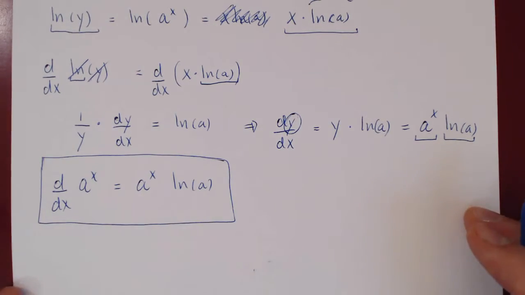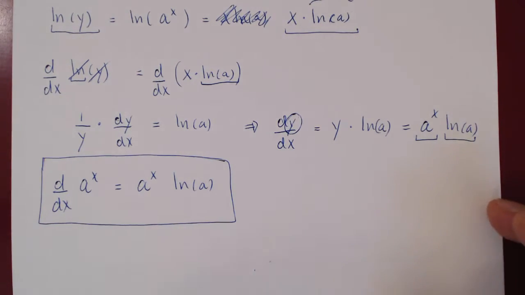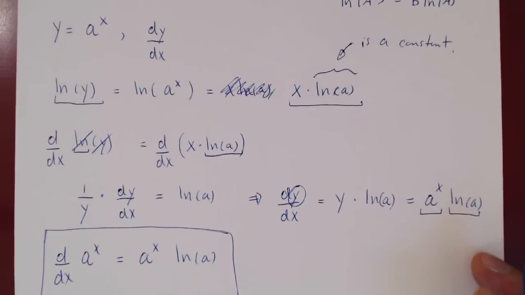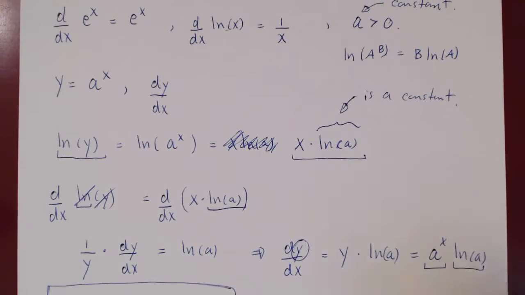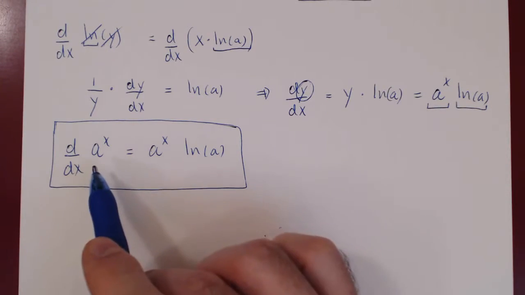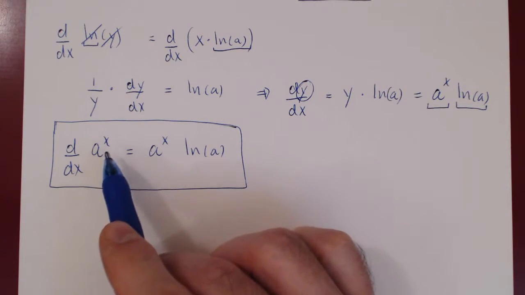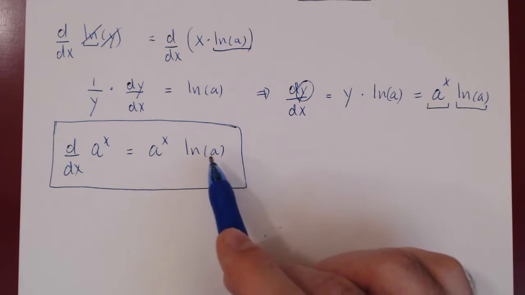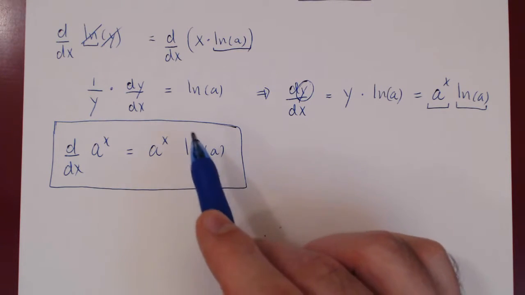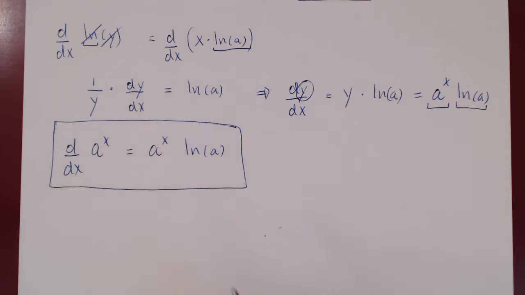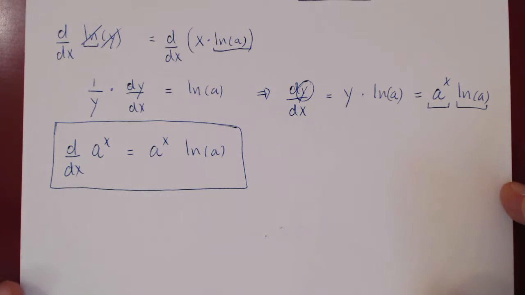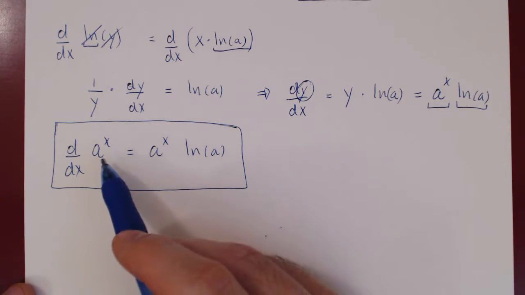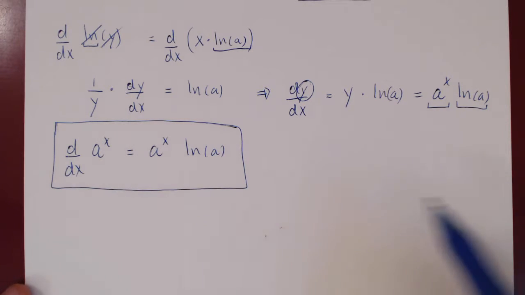And if you go back and ask, does this agree with the derivative of e to the x? Well, the derivative of e to the x was e to the x. So if you plug in here, instead of a, you'd have e to the x ln of e, but ln of e is 1, so all you would get is e to the x as before. So we now have the derivative of any exponential function.